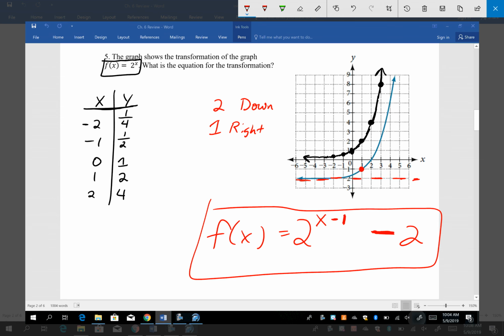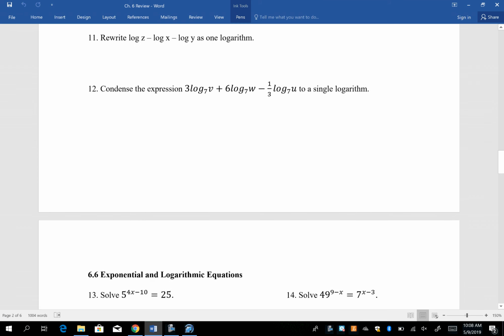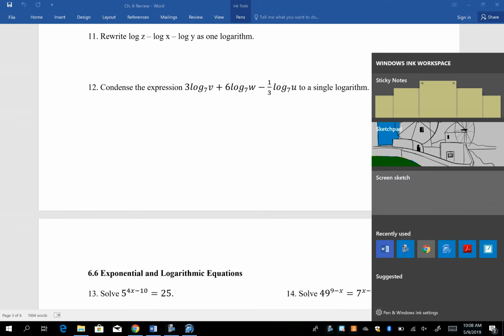Okay, Charlotte. Charlotte would like to go to 11. Let's go to 11. You got it. Here's 11.